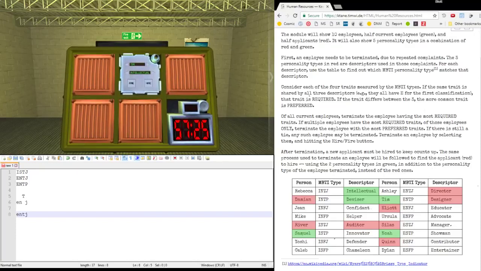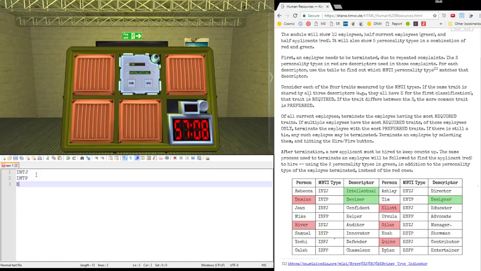Since we fired Tim, his trait becomes a desired one. We can get rid of the other red traits and green people. So now we look at the green traits. We have INTJ, INTP, ENTP. Do we have commonalities? Yes, we have E and T as required. We have I and P as preferred. So INTP would be perfect. That would be Damien. We do have Damien as a choice, so that's who we're going to hire.